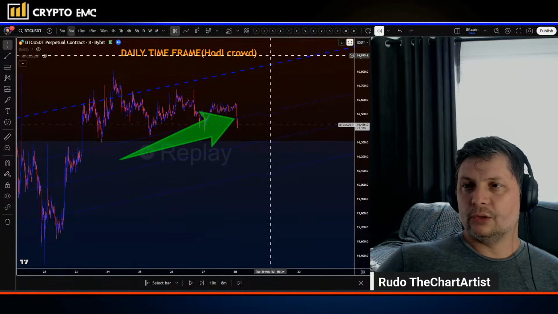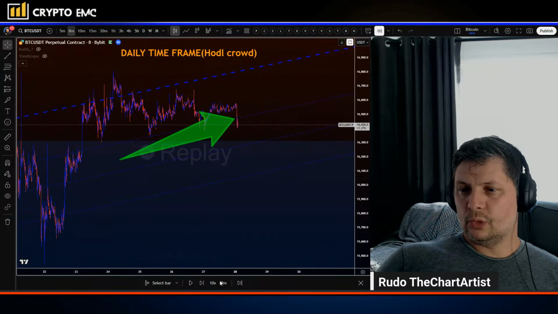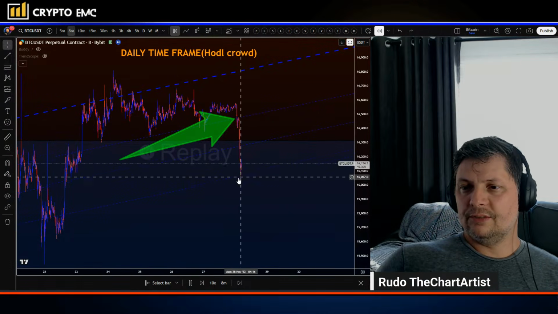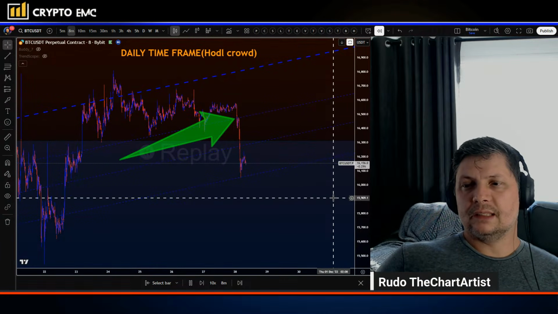So then you can run your replay and your fast forward. Where's my button now? So let's play this. But you can see the significance. Look at that, from these levels going forward.